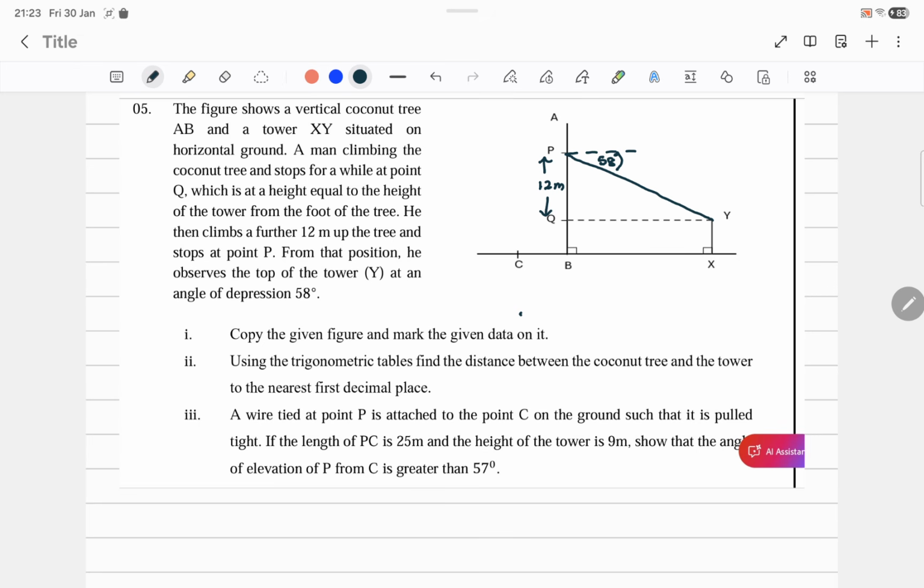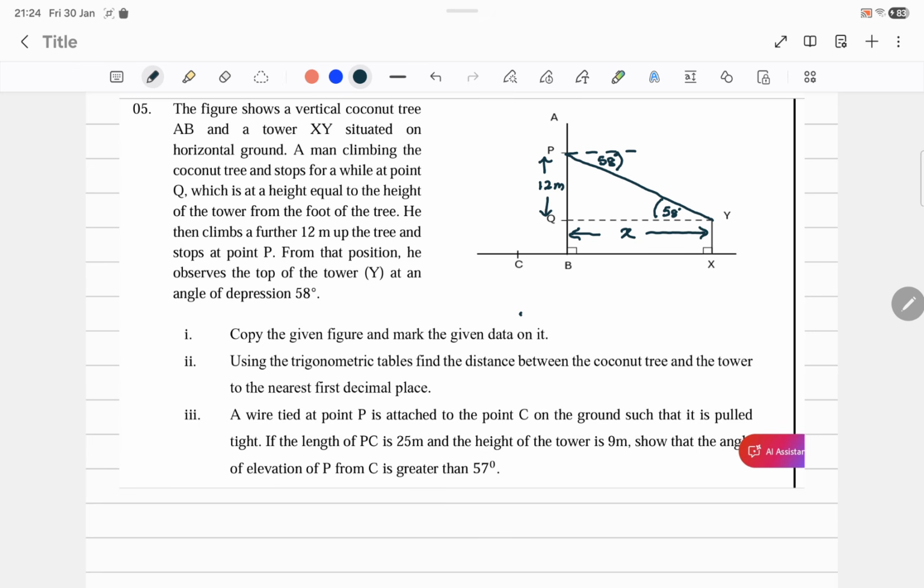Right, so copy the given figure and mark the given data on it, right? So that's what we did here. So this is 58 means this is also 58, no, alternating angles or Z-shaped angles, right? Then using the trigonometric tables, find the distance between the coconut tree and the tower to the nearest first decimal place. So that means this distance, no, QY or BX. Let me label it as simple x, and find x.